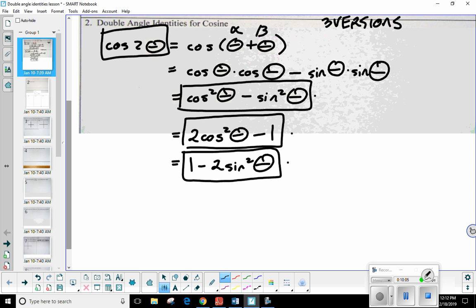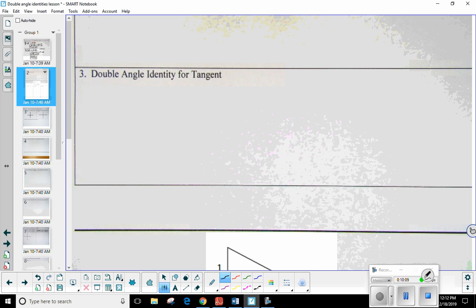Now this is the only one that has 3. And then we come down here to our last one. We're not going to be looking at double angle identities for, say, cosecant and secant. You could simply take the reciprocal of what we have here if you really needed to, but I won't give you any problems that involve those. Okay. So now I have tangent of 2 theta.